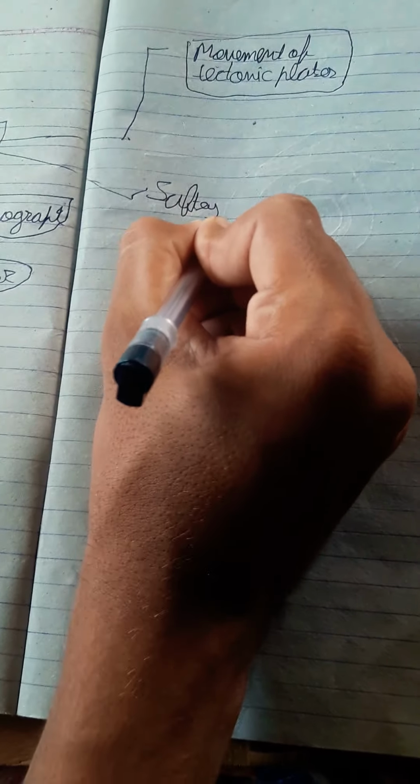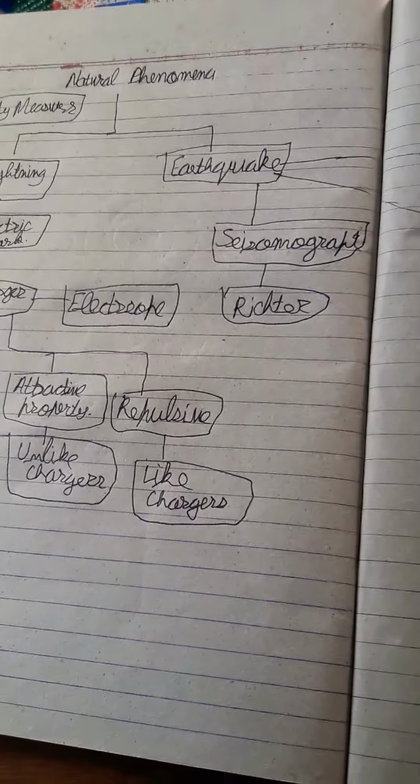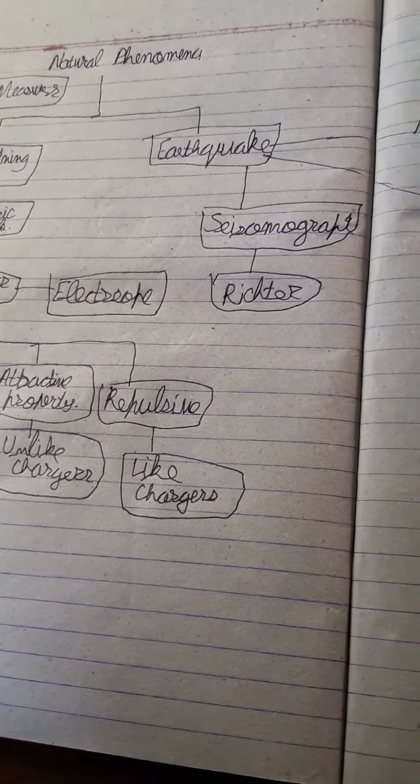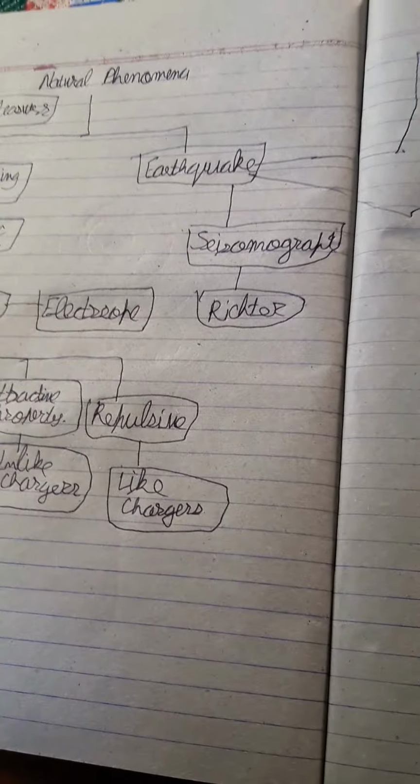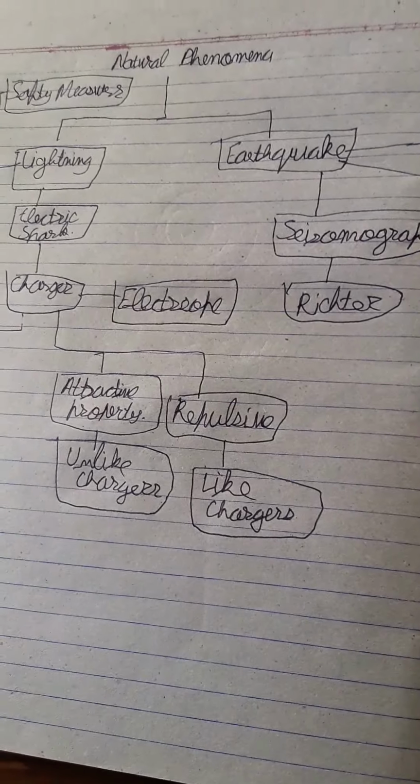Then we learned about some safety measures, like precautions to be taken: designing appropriate buildings in earthquake-prone areas, and taking shelter under a table till the shaking stops, and if driving, coming out of the car. So this was our chapter, natural phenomena.